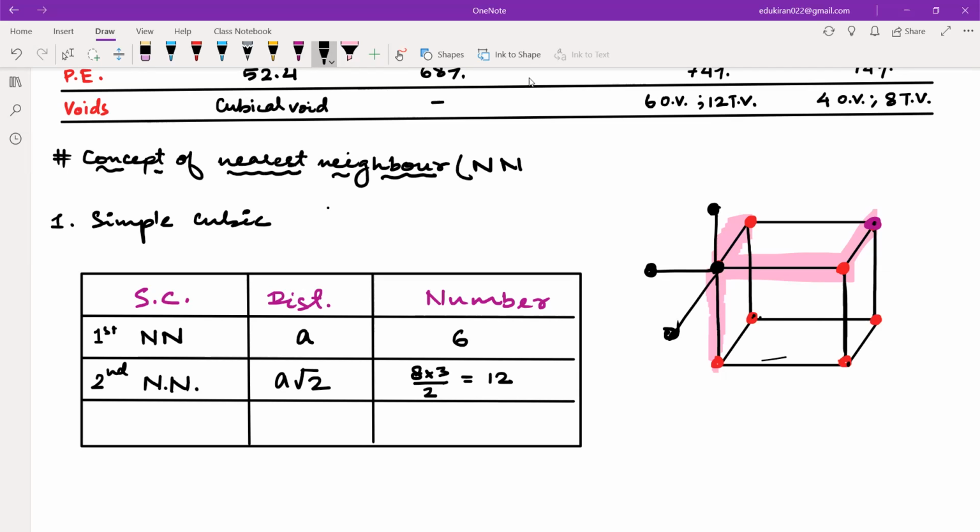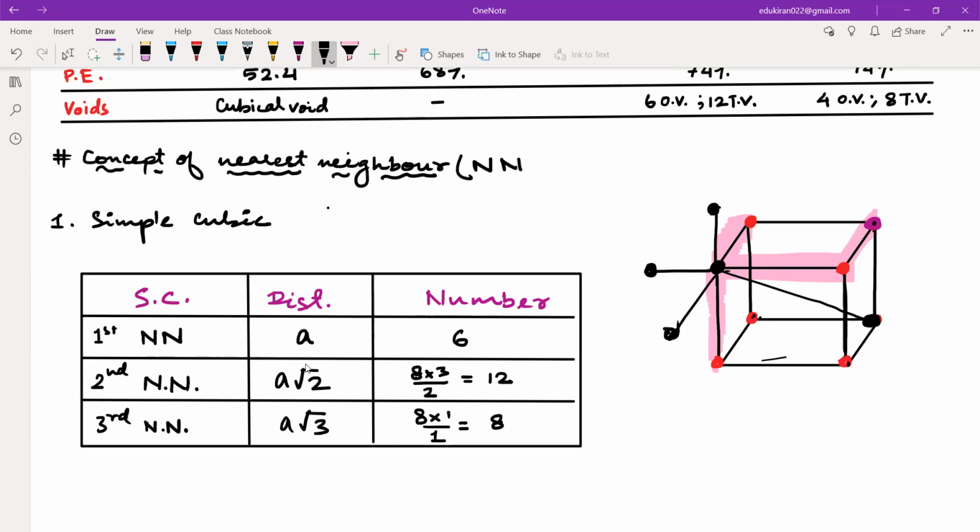If I want to calculate the third nearest neighbor, then the third nearest neighbor will be from the body diagonal here. So this will be A root 3, right? This will be A root 3. And there will be one body diagonal here, another body diagonal there. So in each of these 8 unit cells in which this black atom is present, there will be one corner, I can say, which is opposite to it in a body diagonal fashion, and the total number will be equal to 8.